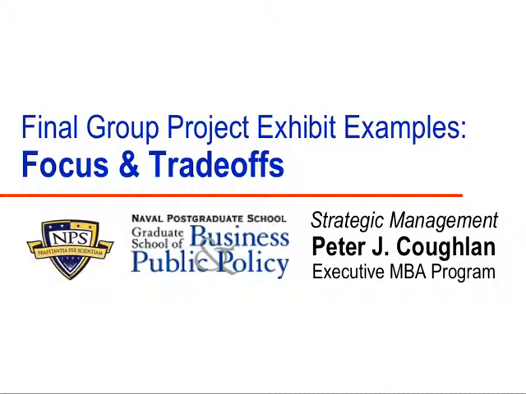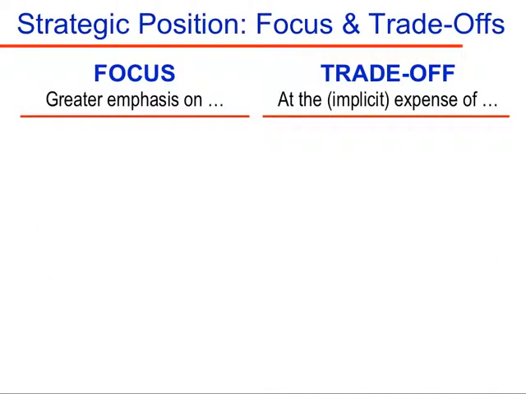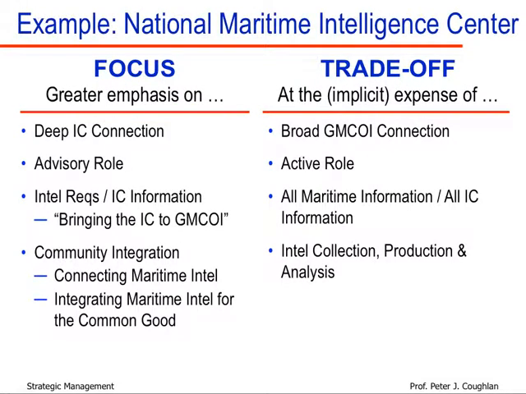sort of, in the last lessons, really talked about this idea that when you really want to identify a strategy or a strategic position, the key is in terms of focus and trade-offs. And so I've got a lot of these examples where students are characterizing their organization's strategy in terms of the focus and trade-off. You know, where do you put a greater emphasis on what, at the implicit expense of what. And so I gave you the example in class of the National Maritime Intelligence Center.